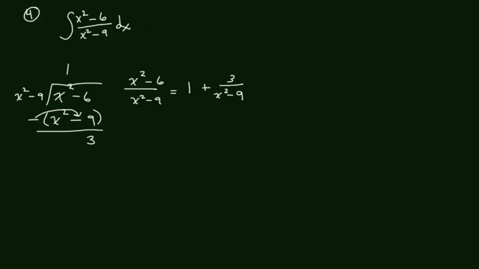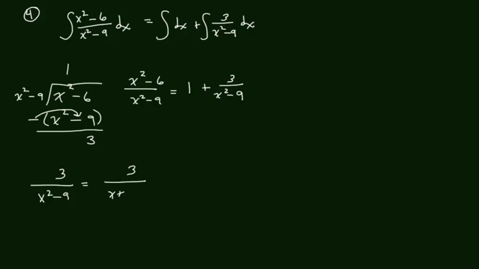So that's telling me here then that this integral is equal to the integral of 1 dx plus the integral of 3 over x squared minus 9 dx. I am ready to do some partial fractions for this part of the integral. Okay, so I'm going to factor x plus 3, x minus 3, value of a I have to find, and the value of b I have to find. Numerator analysis.